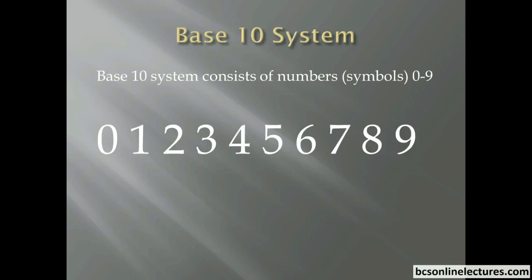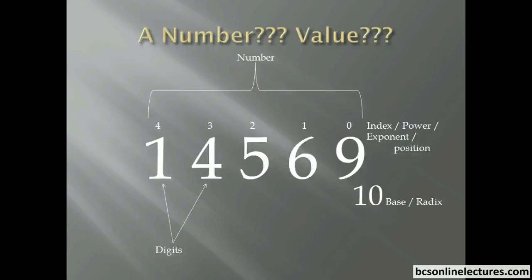Base 10 system consists of numbers 0 to 9. These are actually what we call symbols. These are the symbols used in base 10 system. Now let's discuss what is a number, what is a value. What we discuss right now is true for every number system. In any number system, you need to have symbols. A set of symbols is called a number. Here, when we get these symbols 1, 4, 5, 6, 9 together, they create the number. What is the number it creates? 14,569. That is the number. This whole set is the number.